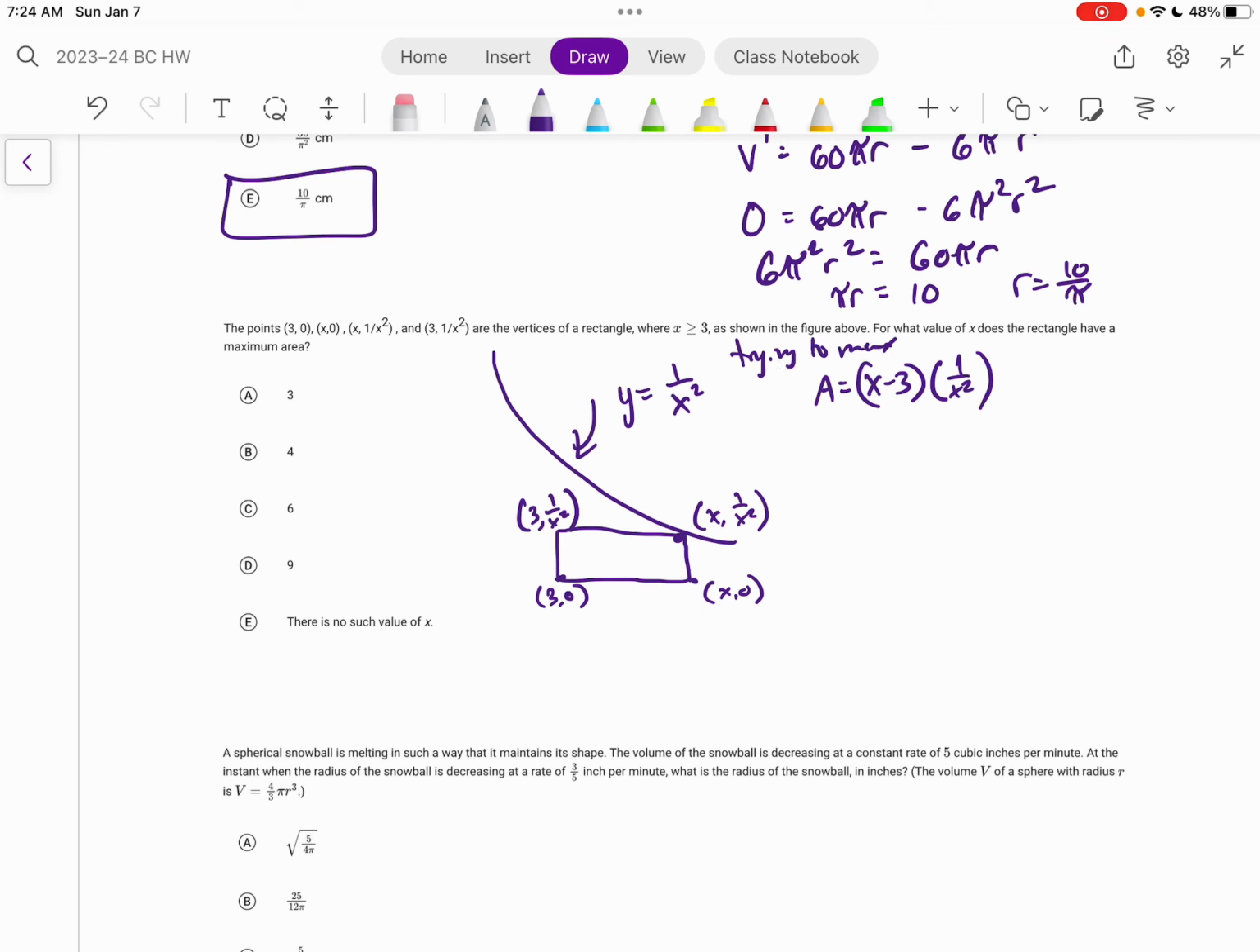Okay, and this is one where you might say, oh, well, maybe it's infinite. I don't know. Again, you should look at your sign chart and verify that it's not. So we're going to be left with what? x to the negative 1 minus 3x to the negative 2. And therefore the derivative is negative x to the negative 2 plus 6x to the negative 3. And we're trying to find a critical point, which is where this is true.